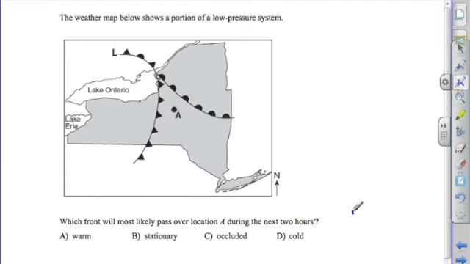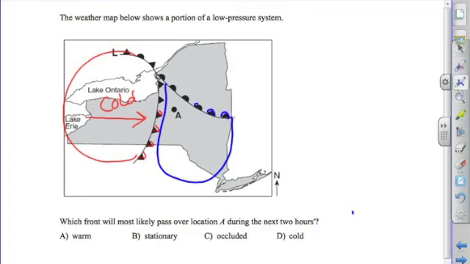Let's look at another sample question. Always read the blurb, it is your friend. The weather map below shows a portion of a low-pressure system. Which front will most likely pass over location A during the next 2 hours? Remember, these little front symbols, for example, my triangles here on my cold front, show me that there is a bubble of cold air back here, and the triangles act like little arrowheads telling me that it's moving in this direction. My warm air mass behind my warm front, these are my cute little semicircles telling me that the warm air is sitting here and it is indeed moving in that direction.